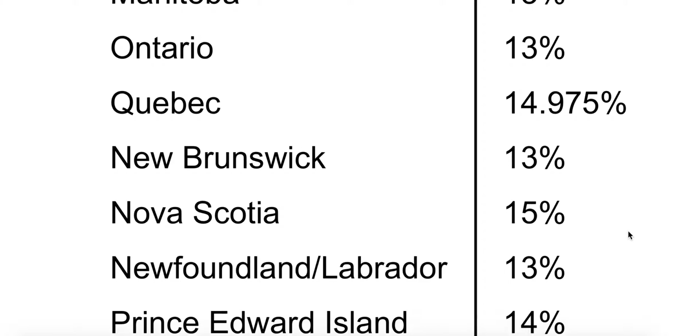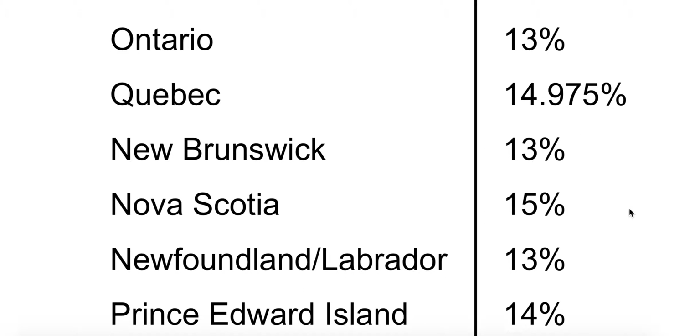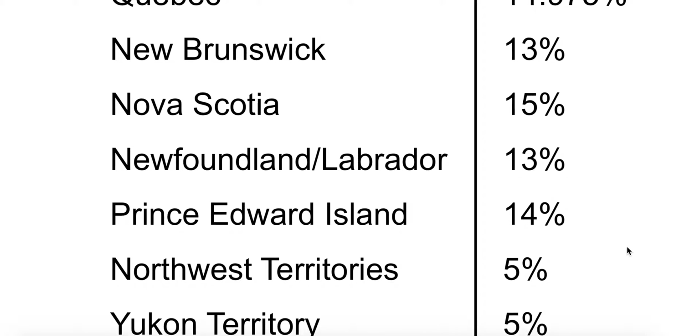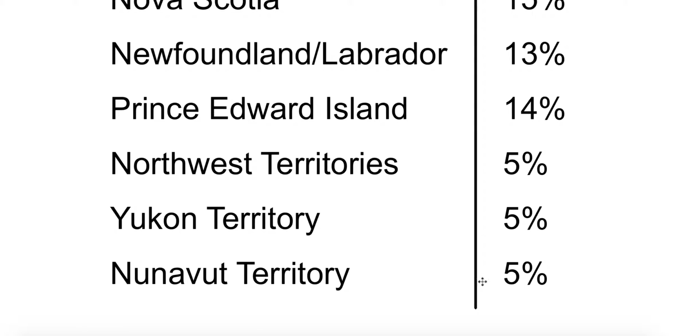Quebec is almost the highest, 14.975. New Brunswick is 13%. Nova Scotia is our highest at 15%. Newfoundland and Labrador is 13%. Prince Edward Island is 14%. And all of the territories are 5%.